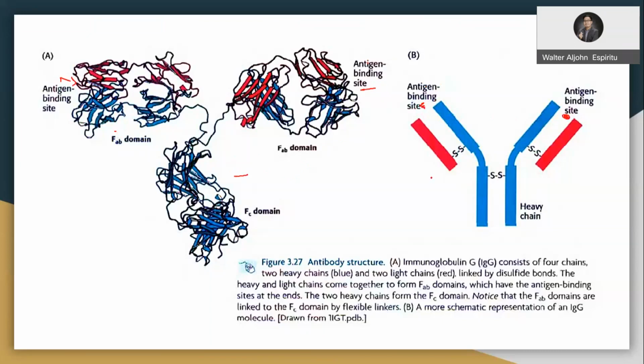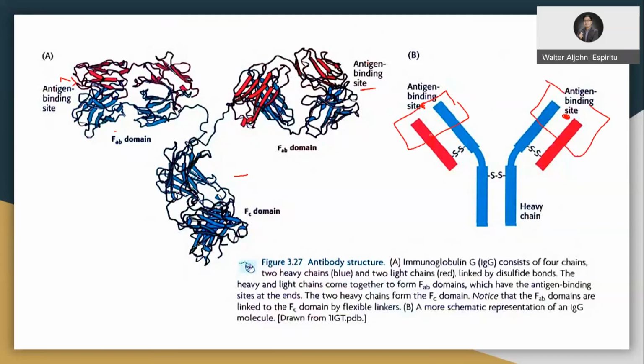Also, just to share information on the Fc region, most of the time the amino acid sequences are similar to other antibodies. That's why it is known as the constant region. We only have variation at the antigen binding site, which will also confer the specificity.